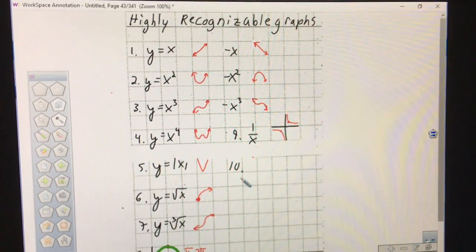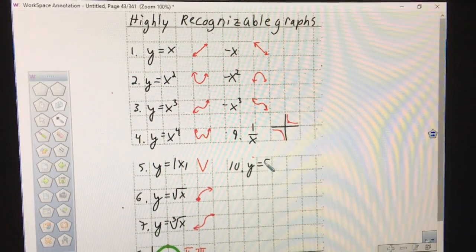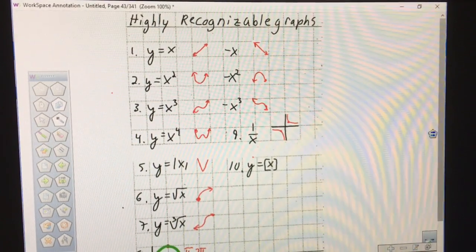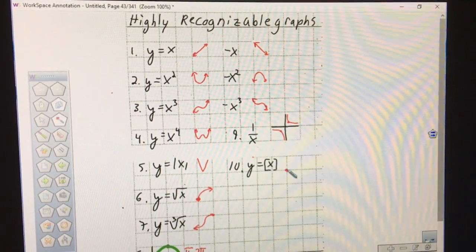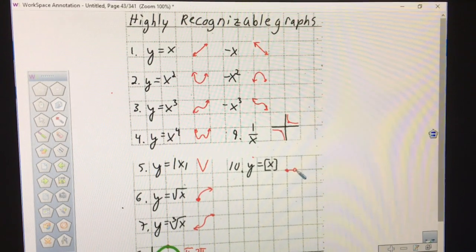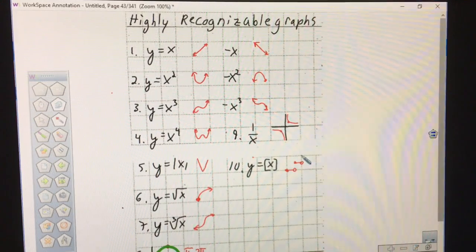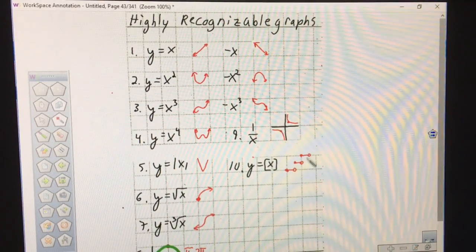Number 10. And this is the one we just did the other day. I rarely go over this. It's called the greatest integer value function. And it's got this strange looking box. And that's going to be kind of weird. It's going to be a closed circle to an open circle. And then you go up 1, and you put a closed circle, go right 1, and put an open circle. You go up 1, put a closed circle, go right 1, put an open circle. And it's this little step function.